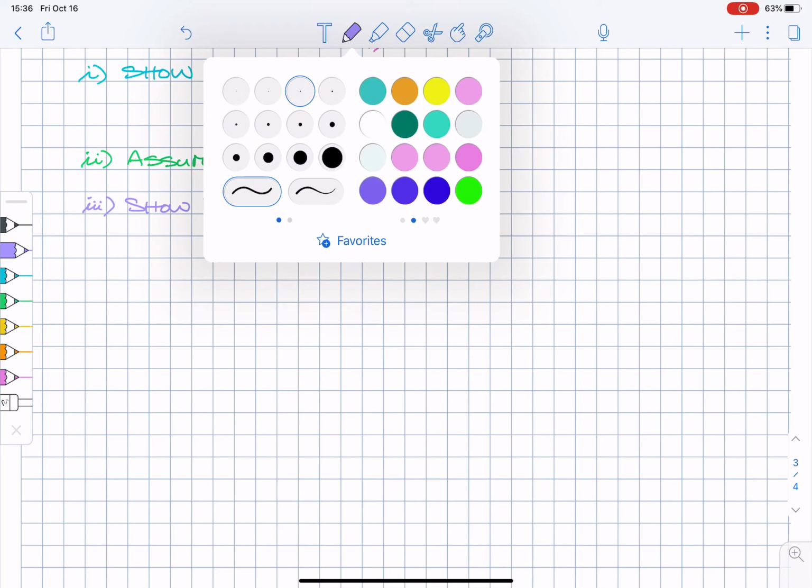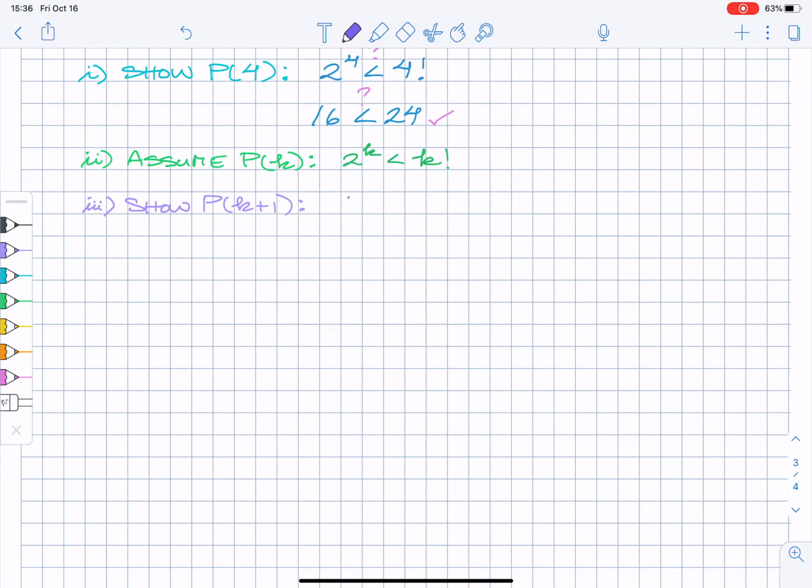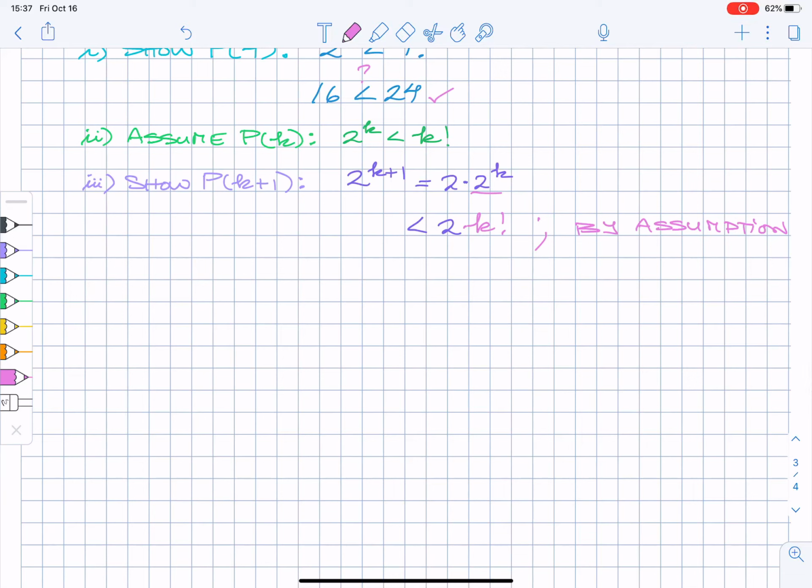Okay, so what is the proposition at k plus 1? Well, that's 2 to the k plus 1. But that I know is 2 times 2 to the k, right? Okay, well that is strictly less than... what do I know about 2 to the k? Well, I know that that's going to be strictly less than 2 times k factorial, and that's by my assumption step, that 2 to the k was less than k factorial.